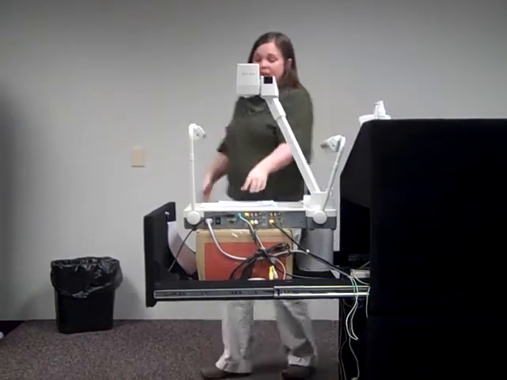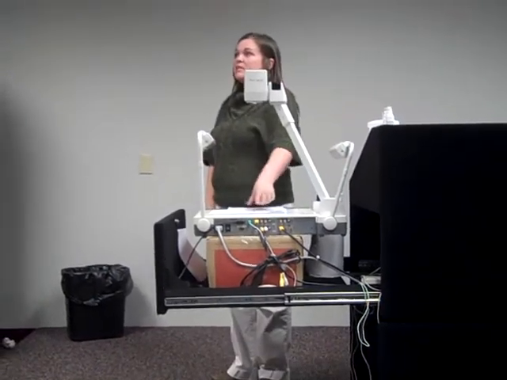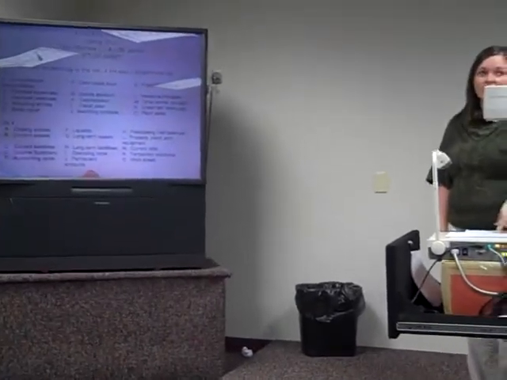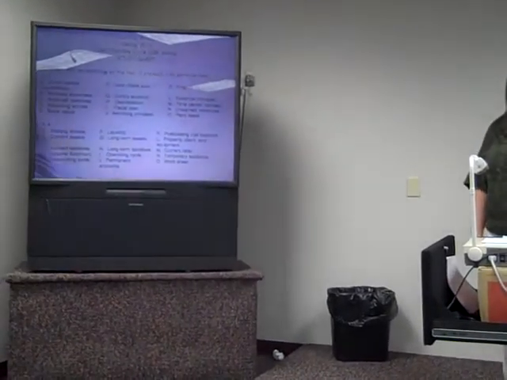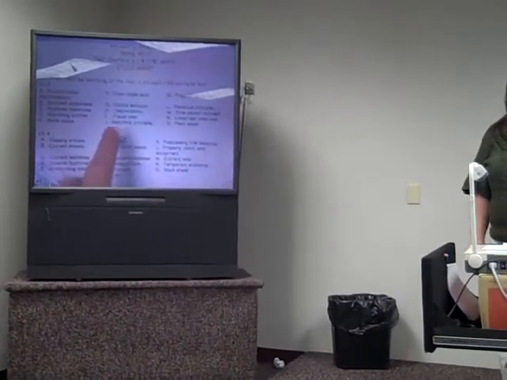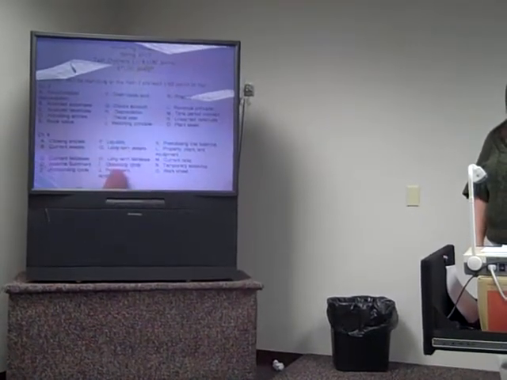The Chapter 4 test is worth 150 points. The top part is the definitions you are responsible for. It is matching, and these are the ones from Chapter 3. We did Chapter 1 and 2 definitions on the other test. So this is Chapter 3, this is Chapter 4.